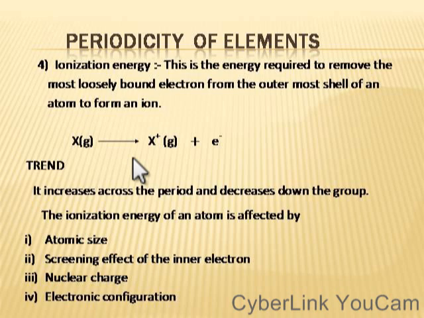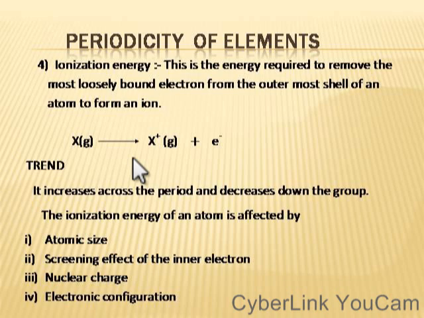Now, it decreases down the group. The reason is the screening effect of the inner electrons, because as you go down the group, more electrons are added, and if more electrons are added, the repulsion between them is greater. Then the energy we are going to use to remove this electron will be smaller.